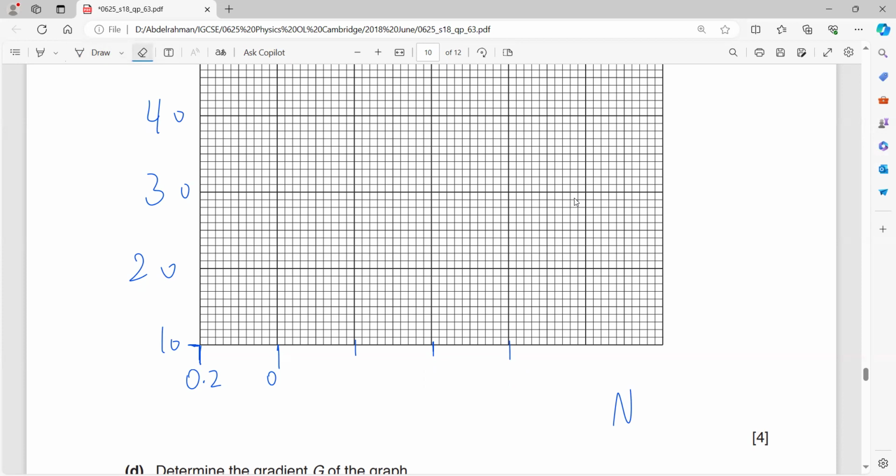0.5, 0, 0.5, 1, 1.5, 2, 2.5, 3. Let's see. 0.0, 0.5, 1.0, 1.5, 2.0, 2.5 and 3.0. This is excellent. This is the best way to scale this graph and this question.